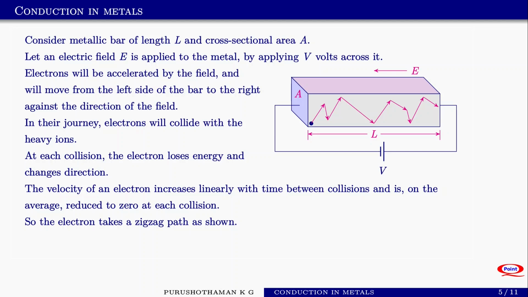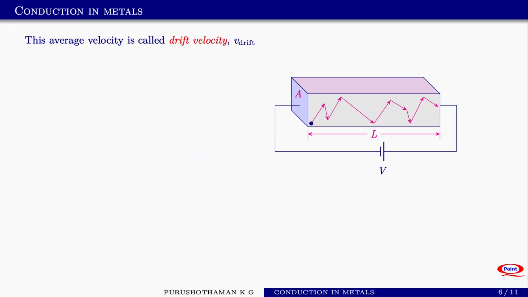On the average, you can see that the electron will travel from left to right. The distance traveled is L. Suppose T is the time taken. You can say that there is an average velocity for the electron to travel from left to right. This average velocity is called the drift velocity, designated v drift. Drift velocity is proportional to the electric field.